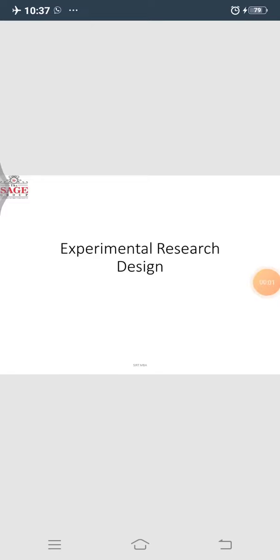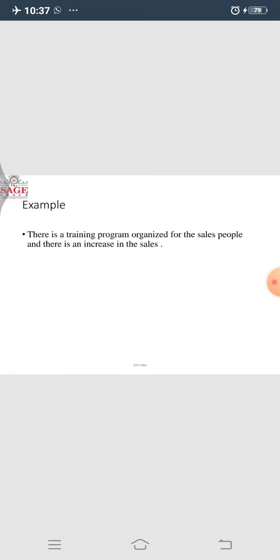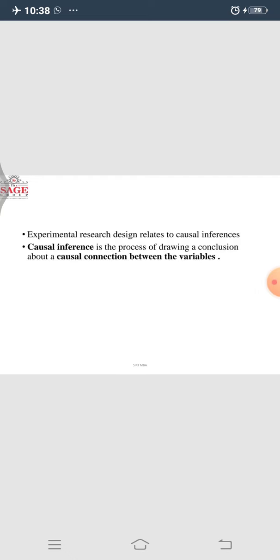Hello, all. In our last session, we had discussed various kinds of research design, and in today's session, we'll be discussing experimental research design. What do we mean by experimental research design? For example, if there is a training program organized, and after the training program, the sales of the company have increased. Can we very confidently say that it was because of the training program that the sales have increased? Such kinds of research problems are taken care of by the experimental research design.